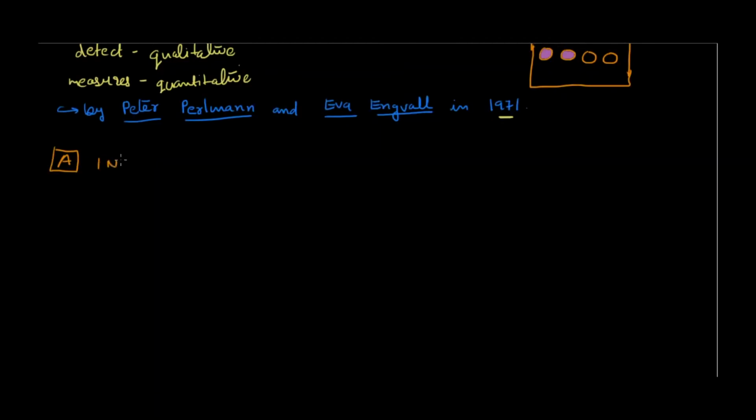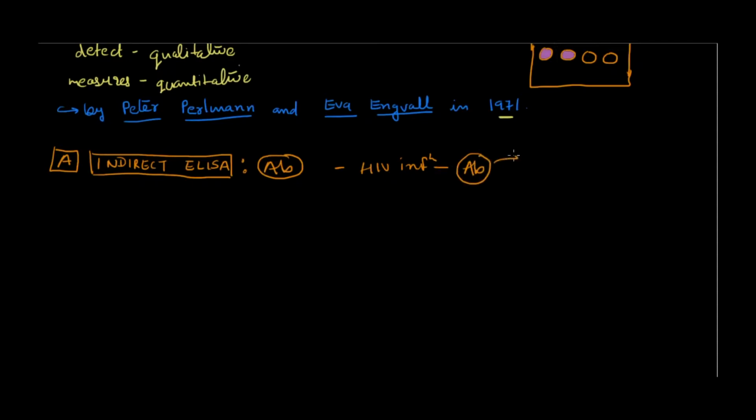The first method is called Indirect ELISA, and this is used for detection of antibody in the sample, like, say for example, serum sample. Now indirect ELISA is a method of choice, especially it is used to detect the HIV infection. Alright, so that means if a person has HIV infection, that person will produce antibodies against it. So if we detect this antibody in the serum, we can diagnose whether the person is infected with HIV or not.